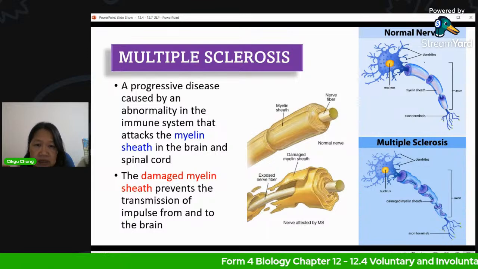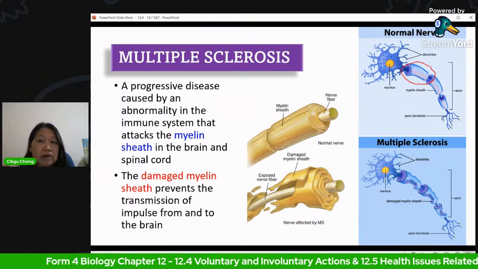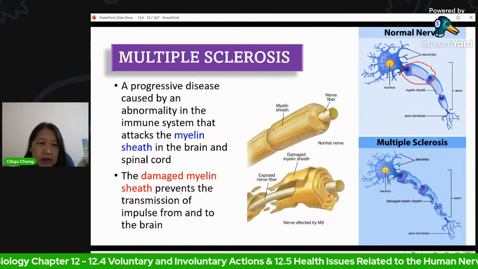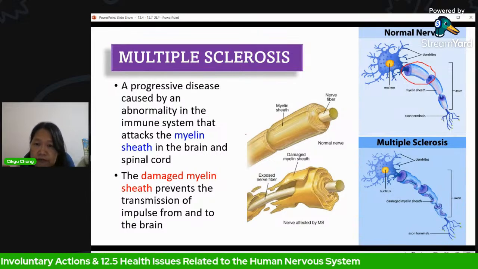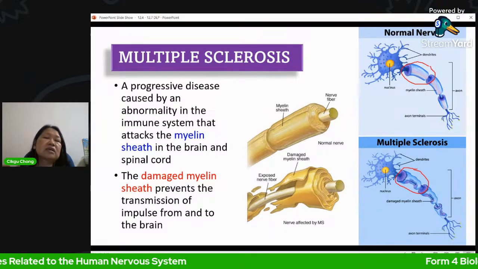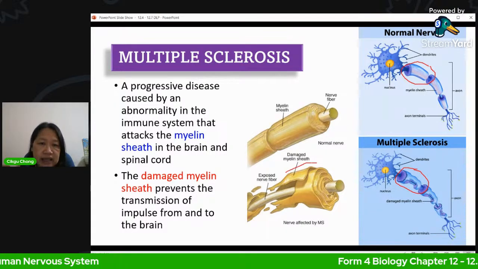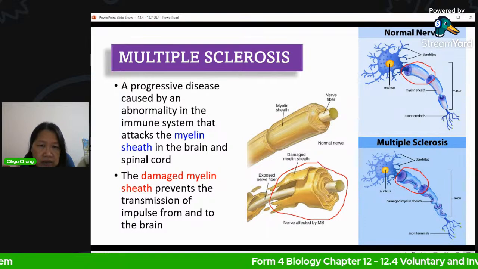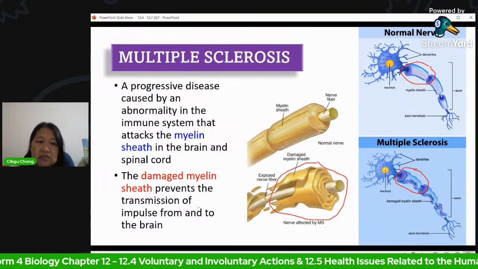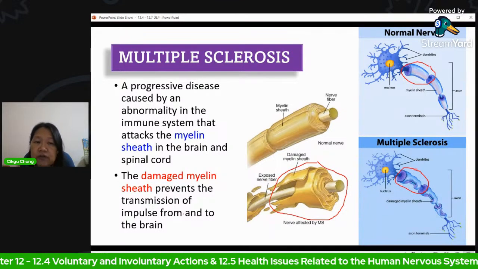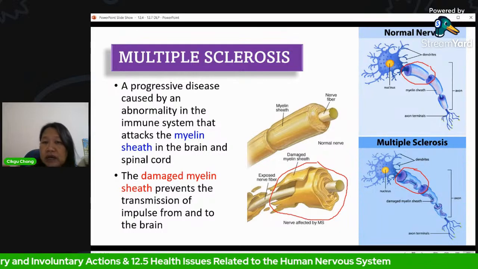You can see the healthy structure of the myelin sheath. So this is healthy. And then you see some people who have multiple sclerosis. You find that this myelin sheath is a bit damaged. So you have a damaged myelin sheath, and that causes the nerve fibers to be exposed, some part of it. So this prevents transmission of impulses from and to the brain. So it will slow down the transmission.